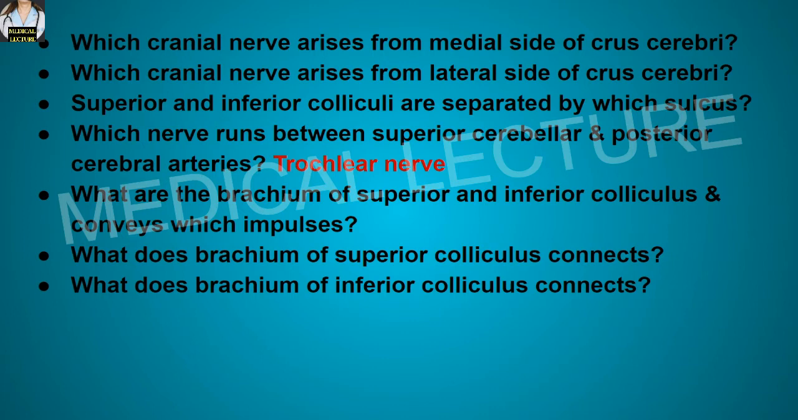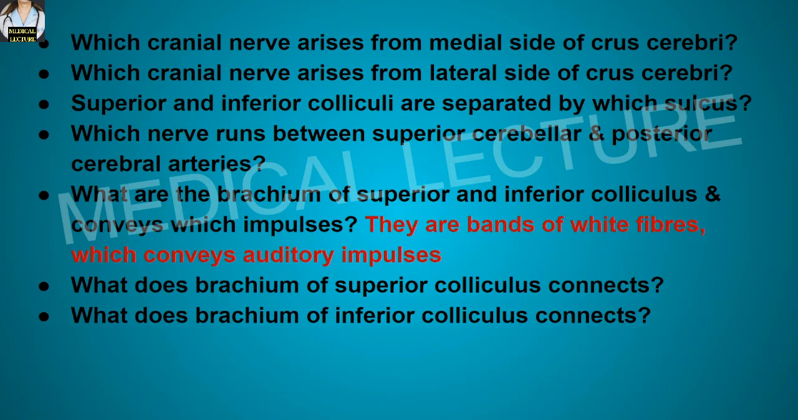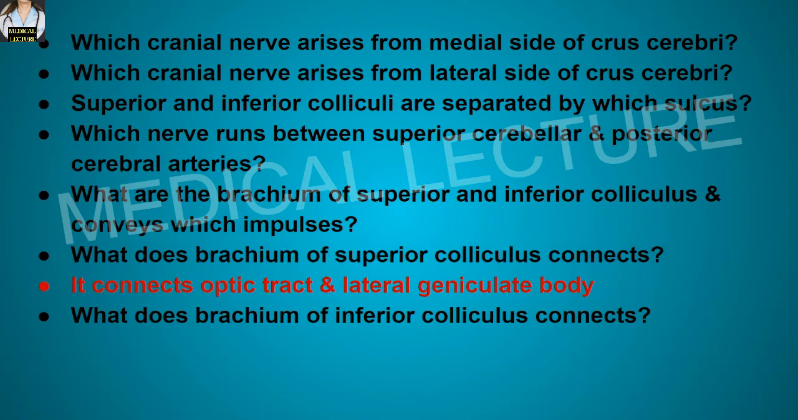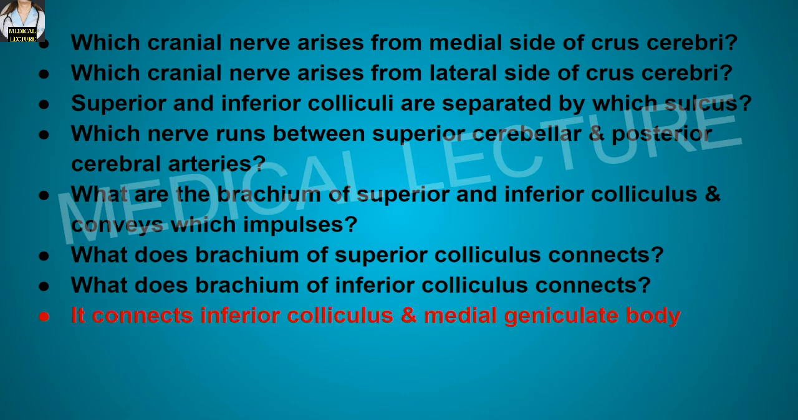What are the brachium of the superior and the inferior colliculus, and which impulses do they convey? Over here the brachia are bands of white fibers and they convey the auditory impulses. What does the brachium of the superior colliculus connect? It connects the optic tract and the lateral geniculate body. While what does the brachium of the inferior colliculus connect? It connects the inferior colliculus and the medial geniculate body.